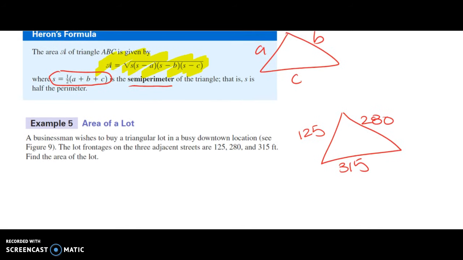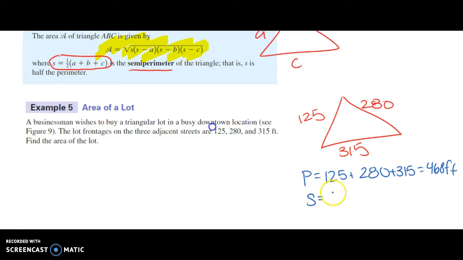Well, if I'm going to use this formula, the first thing I'm going to do is find the perimeter. I'm going to throw this in my calculator. And my perimeter is 468 feet. But for this equation, I need my semi-perimeter, which is 1/2 of that. Notice in their equation, they do 1/2 times A plus B plus C. I did A plus B plus C, and then I'm doing 1/2 of it. Order of operations, it doesn't matter what order I do that in. And so my semi-perimeter is 234 feet.